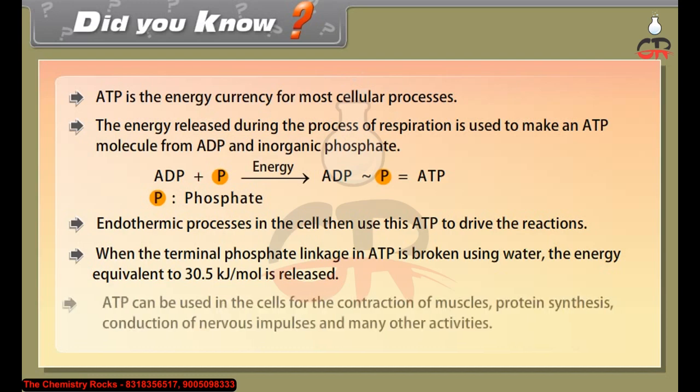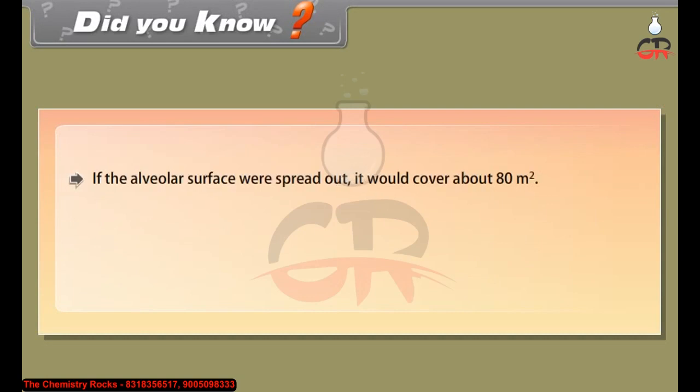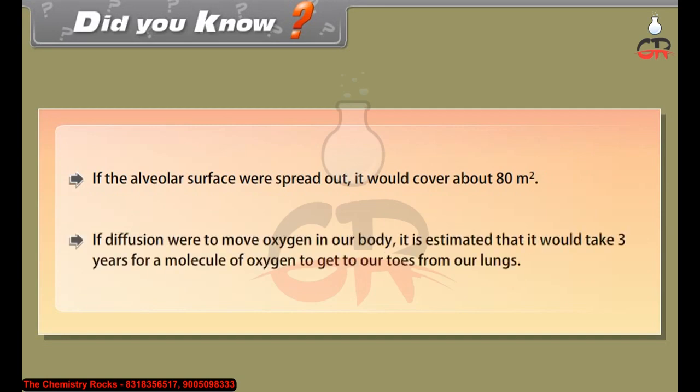ATP can be used in the cells for the contraction of muscles, protein synthesis, conduction of nervous impulses, and many other activities. If the alveolar surface was spread out, it would cover about 80 meters square. If diffusion were to move oxygen in our body, it is estimated that it would take 3 years for a molecule of oxygen to get to our toes from our lungs.